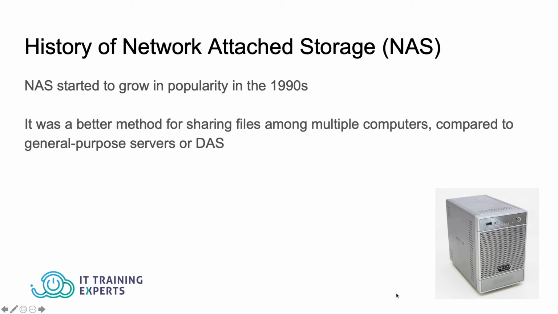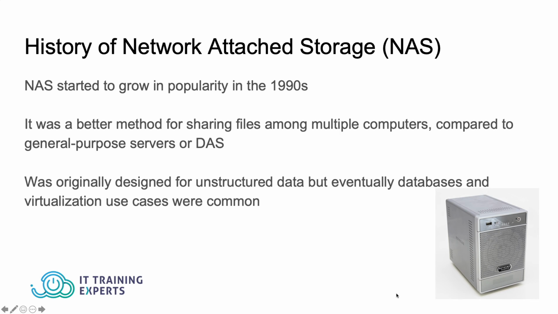NAS was a better method for sharing files among multiple computers, because of what we talked about in the previous lesson and in this one, than general purpose servers with locally attached storage. Again, more redundant, highly scalable, and it really started to allow us to move from storage islands, where I have data residing on different servers, to a more centralized approach of storing data. It was originally designed for unstructured data. When we talk unstructured data, we're talking files: Word docs, PDFs, images. And most people are putting Office documents up there in a shared location.